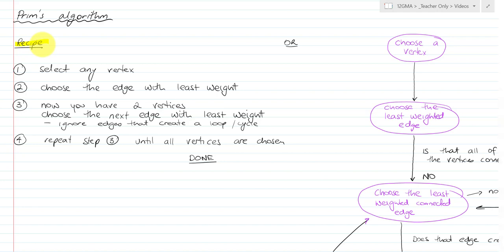1, select any vertex. 2, choose the edge with the least weight. 3, now you have 2 vertices. Choose the next edge with the least weight. Ignore edges that create a loop or cycle. So this fixes our problem from the previous one. Repeat step 3 until all vertices are chosen. Done. It's kind of what we've been doing.